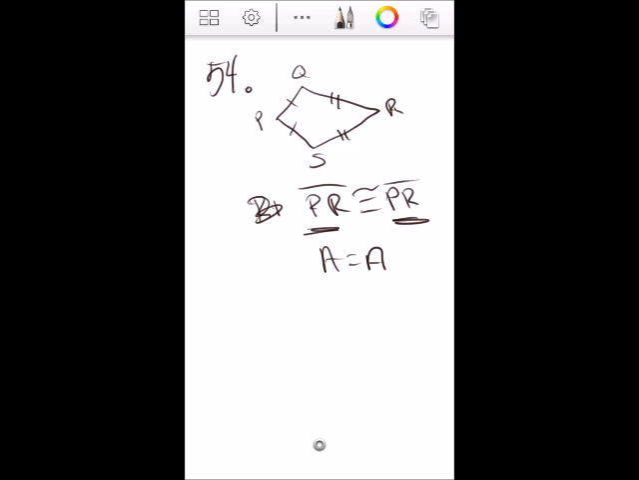It is called the reflexive property. So C is the correct choice. C, reflexive property. Reflexive property means something is equal to itself. Oh, I didn't draw the line there. There we go. There's the line. We're proving that this is congruent to itself. Reflexive property.